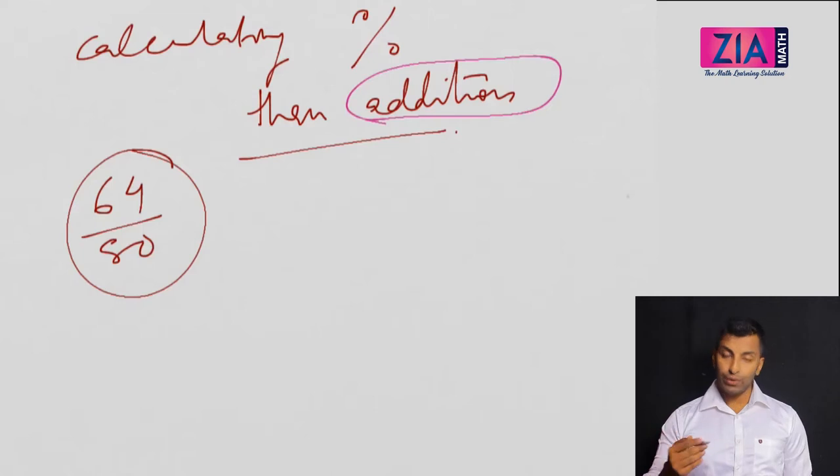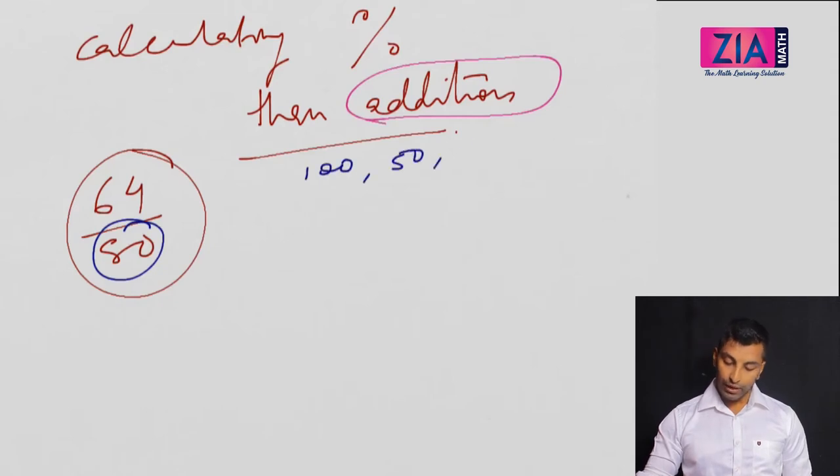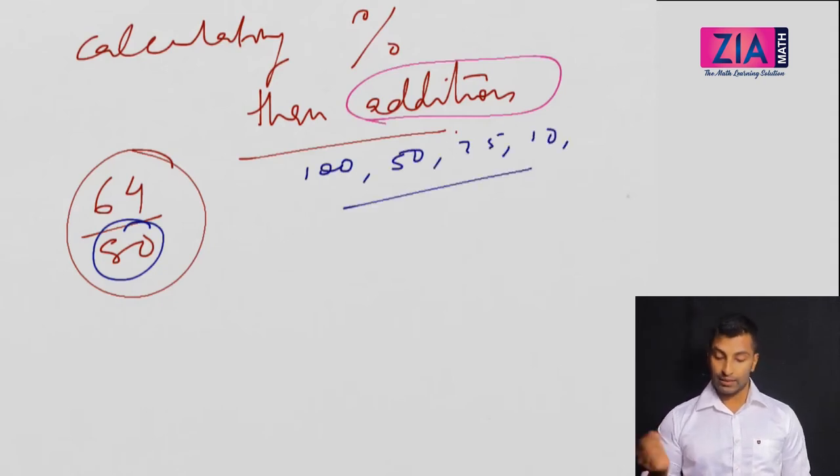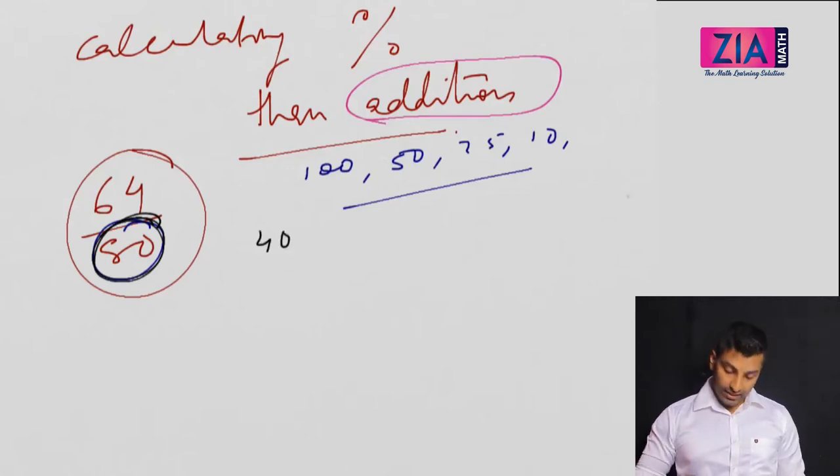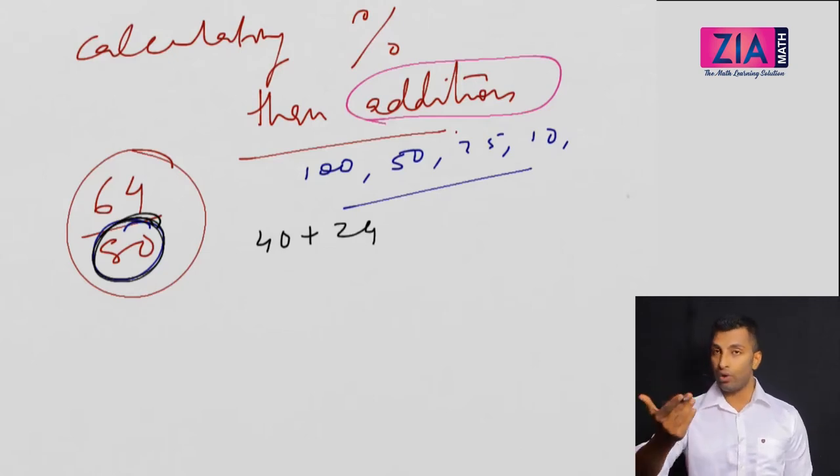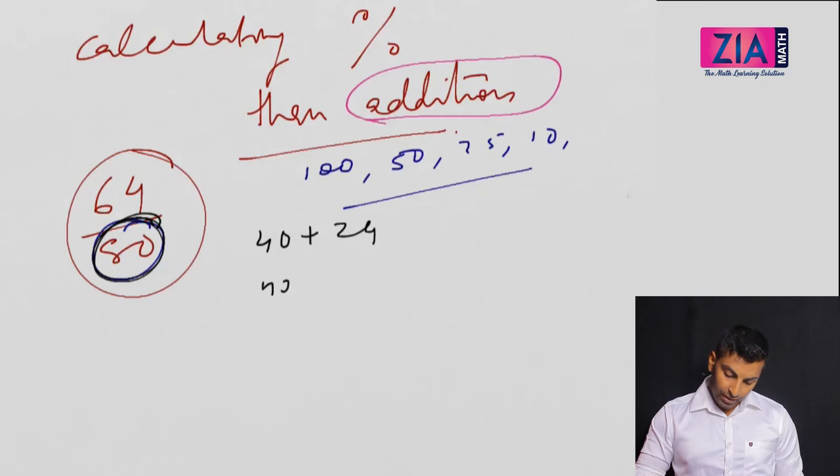So what you'll do is you will try to reduce it into 100%, 50%. If the number is more than 80, you will reduce it like 100%, 50%, 25%, 10%, like this. What is 50% of 80? 40. So the 64 you can write as 40 plus 24. Now you understood that this is 50% and more. Now this 24, you can write as 20 plus 4.